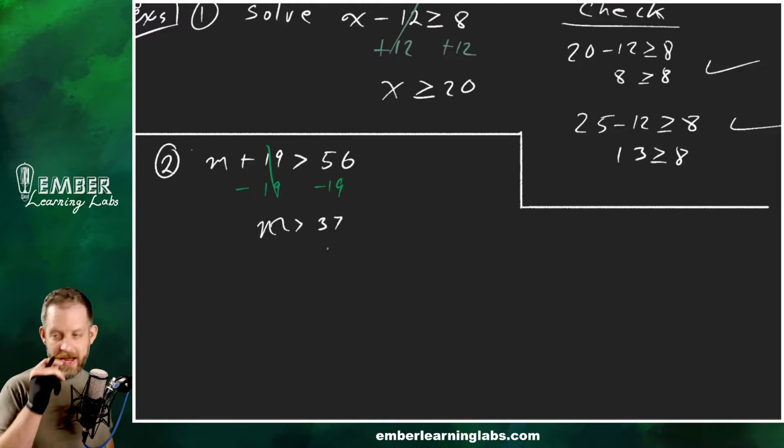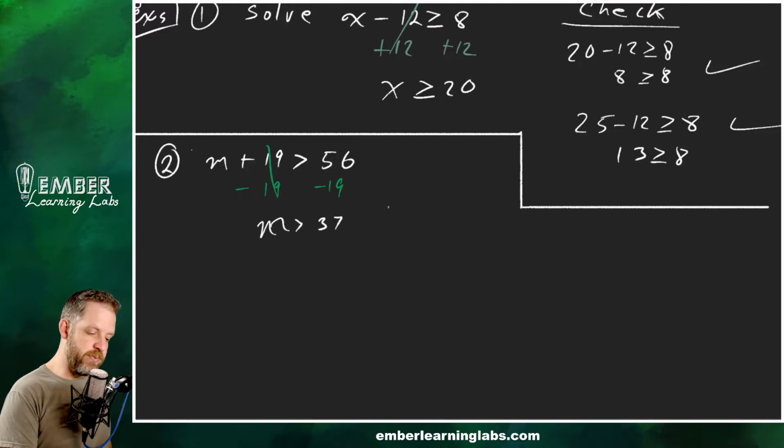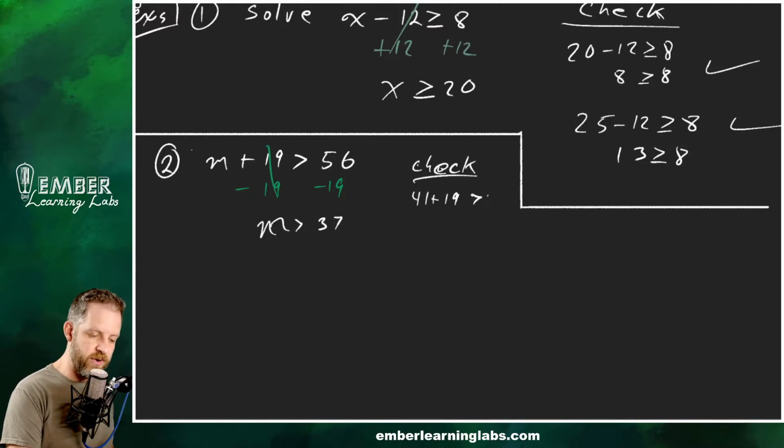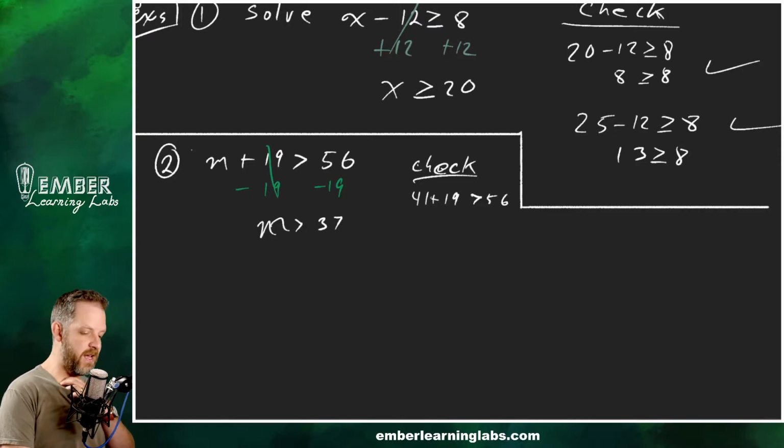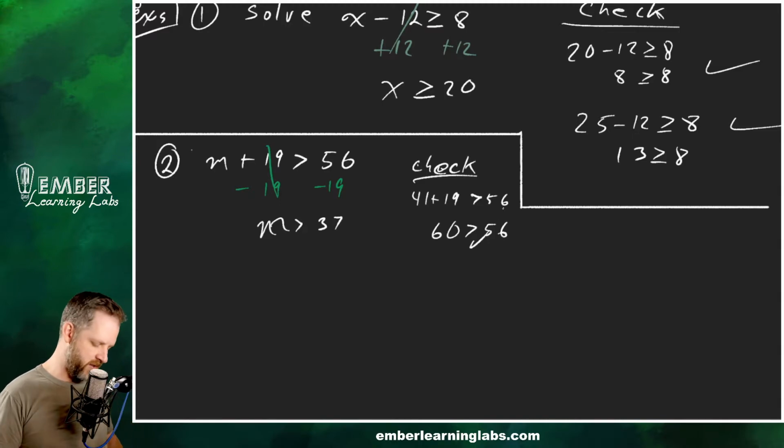Now, if we wanted to check this, we could plug in something bigger than 37 and see if it works. Let's plug in 41. 41 would be easy to check. We're going to plug in 41 plus 19. And is 41 plus 19 greater than 56? 41 plus 19 would be 60, right? And is 60 greater than 56? Yes, it is. So that checks out just fine, right?